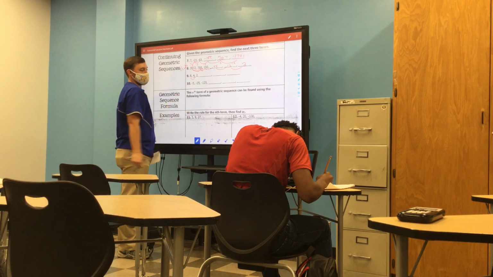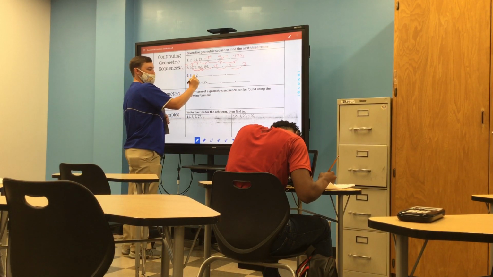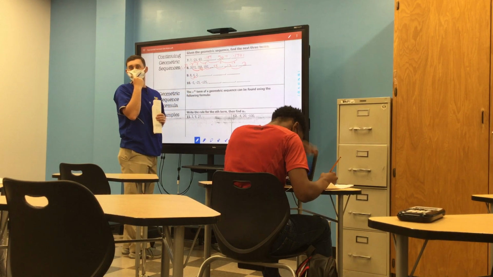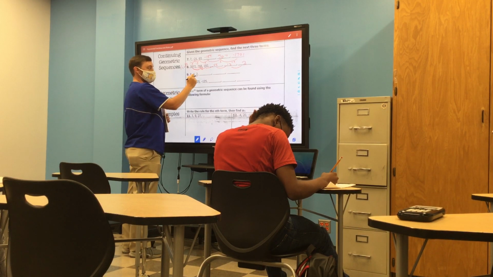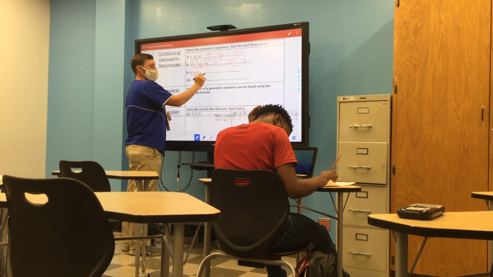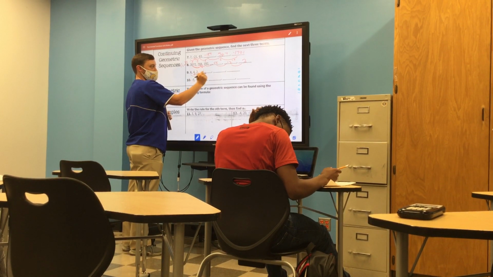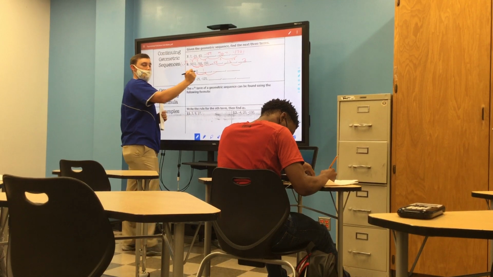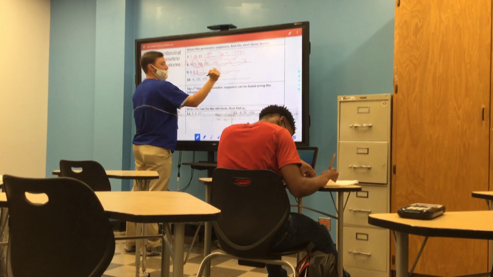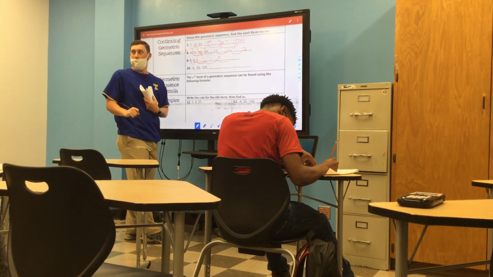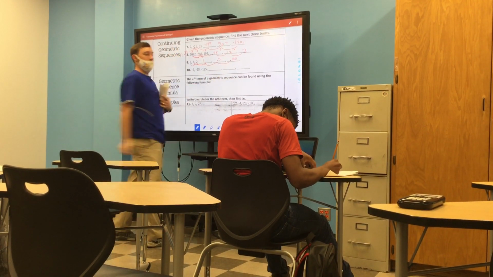All right. 4 divided by 8 gives you 0.5. 0.5 times 4 gives you 2, which is what we have. 2 times 0.5 gives you 1. 1 times 0.5 gives you 0.5. 0.5 times 0.5 gives you 0.25. Now you've extended that one out.